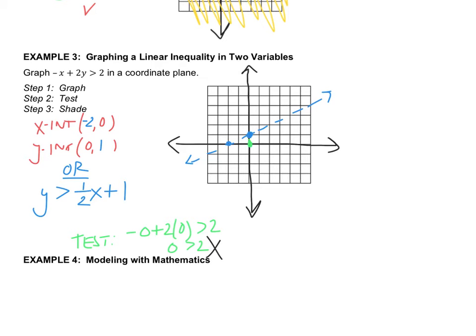What I'm going to actually do is shade the other side of my half plane this time, because underneath it doesn't work. So this would now be the graph of negative x plus 2y is greater than 2.